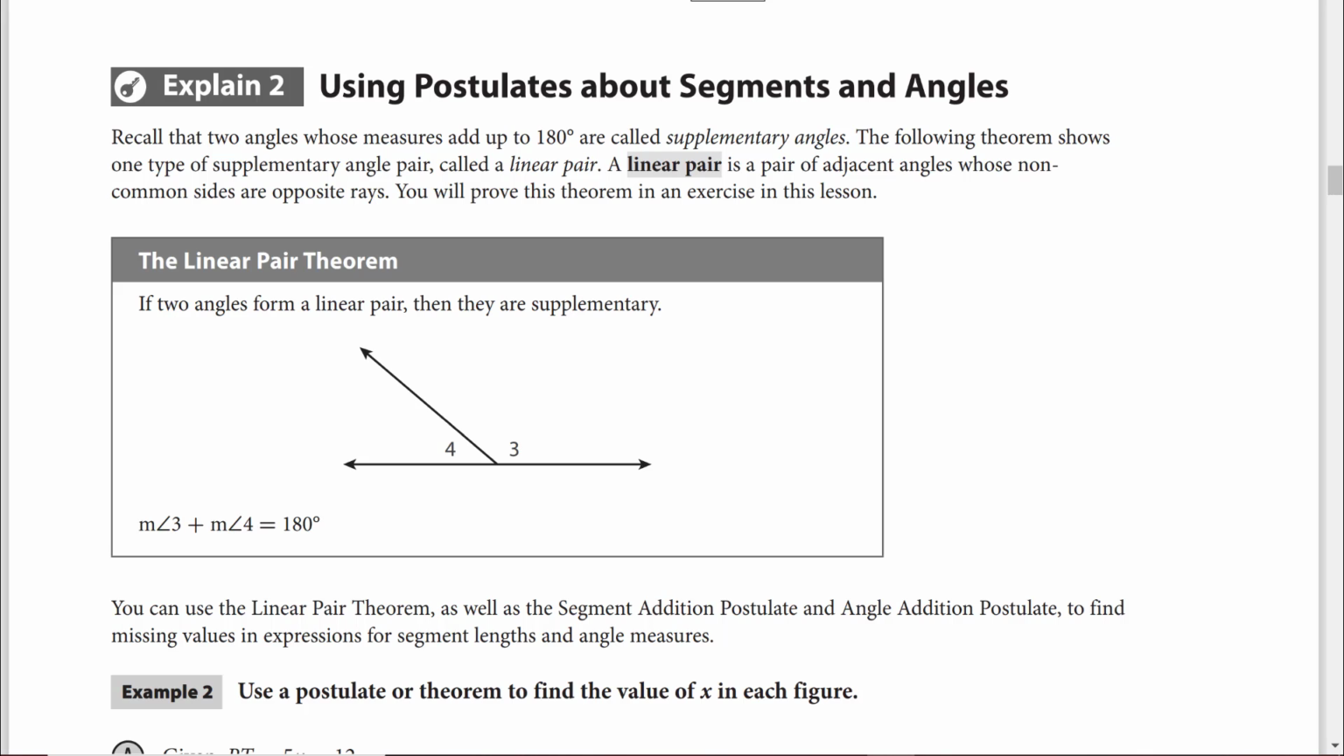Hey Geometry, we're going to pick up with section 1.4 today and look at example 2. So one new definition, and a review of a definition. Supplementary angles is the first thing we're going to talk about. And supplementary angles are simply angles that add to 180 degrees.